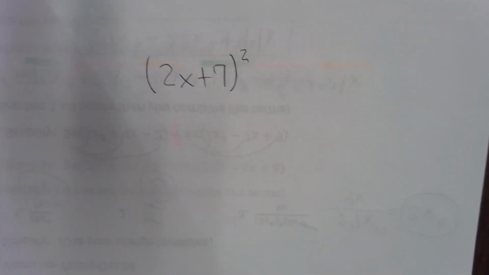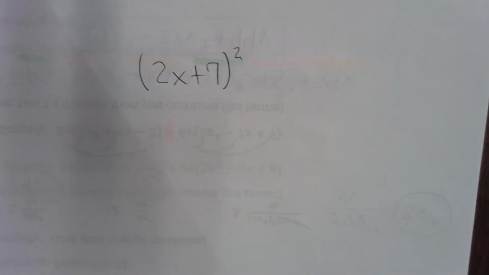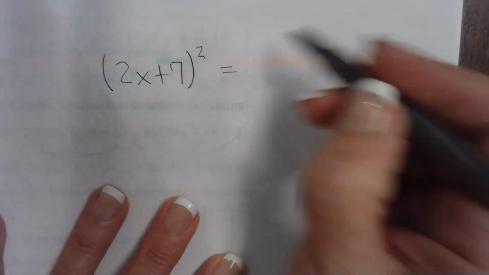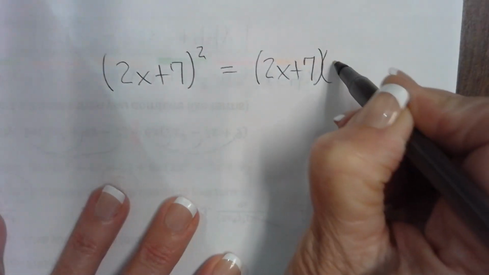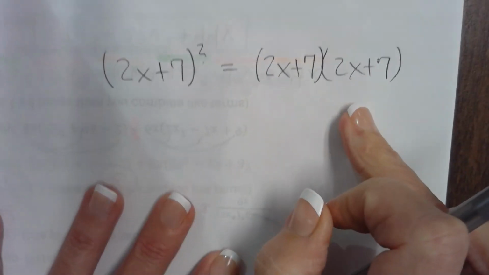The next thing I had on the overhead was this right here. And I said, can you do this? Can y'all do this? Okay, before we do it, is there another way I can write this that helps refresh my memory on how to do it? How do I write this? 2x plus 7 times 2x plus 7. That's what the square means. It means multiply it times itself.